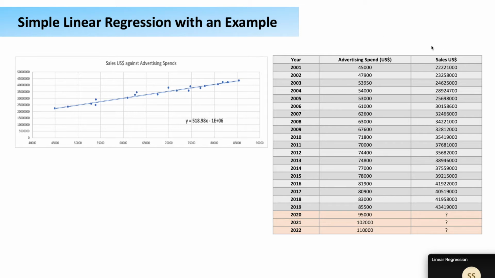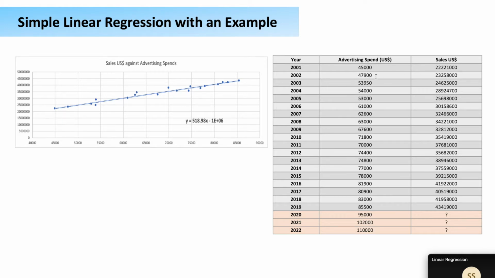This is the data from a US based organization. What they are trying to do is, given a quantum of advertising spend, predict the sales for that particular advertising spend. Now that doesn't happen easily. They have to find out what the relationship between advertising spend and sales is. The data they have is that in 2001 they spent $45,000 US dollars on advertising, and they got some $2.2 million dollars of sales.